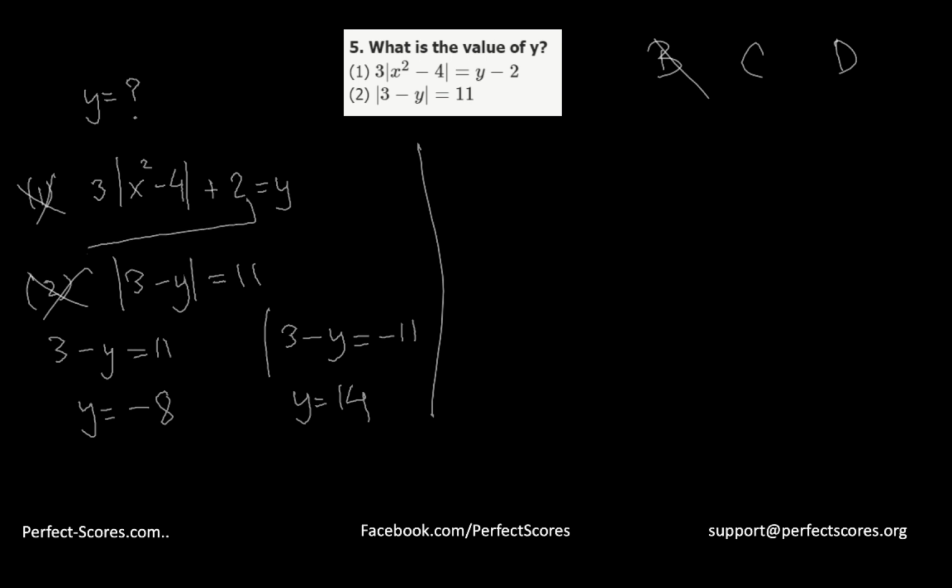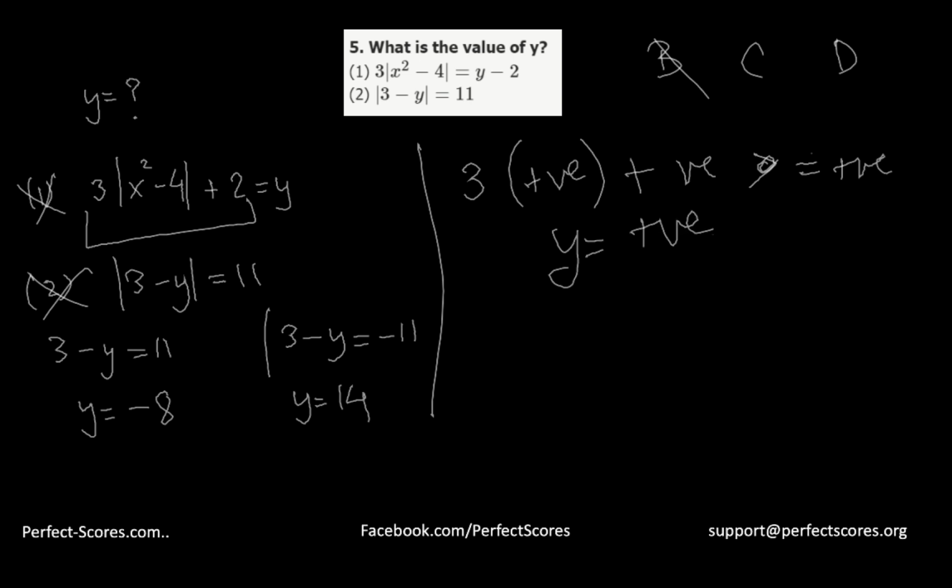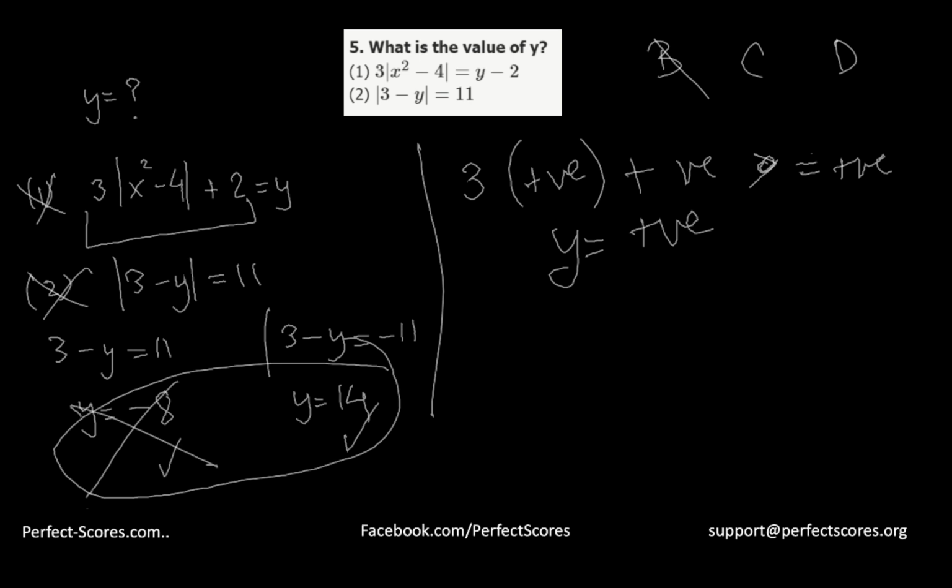Now if you combine both the statements, what is y? Y is a positive number, because 3 times positive plus positive is positive. So we know for sure that y is a positive number. And the second statement gives us a negative number and a positive number. So the negative number cannot be the answer. The only answer that we're left with is that y has to be equal to 14 for it to satisfy both the statements. Hence C is gone and D is the answer.